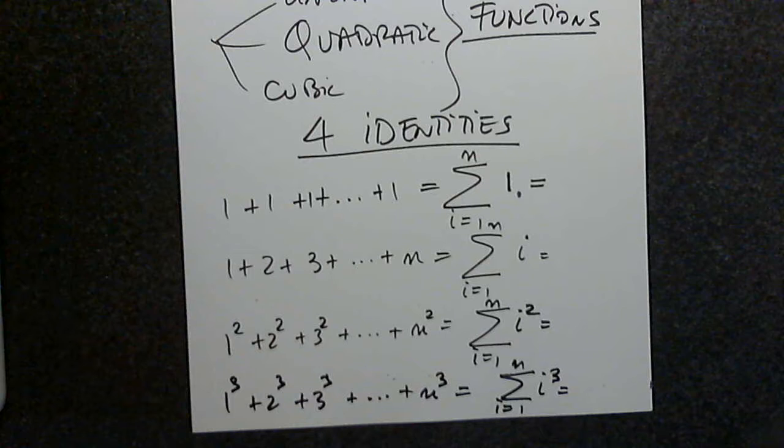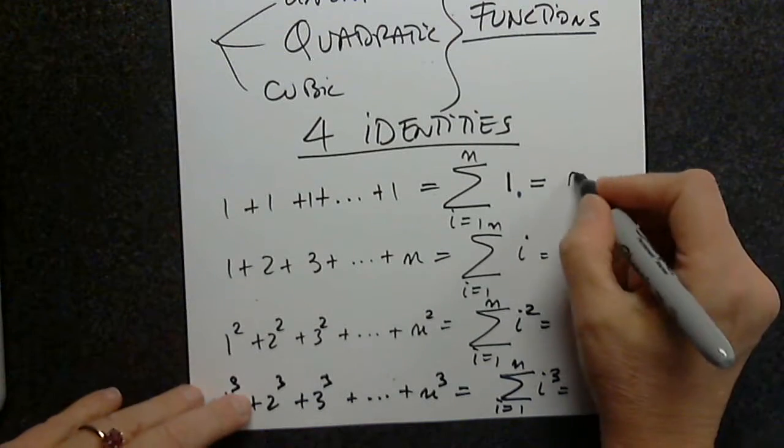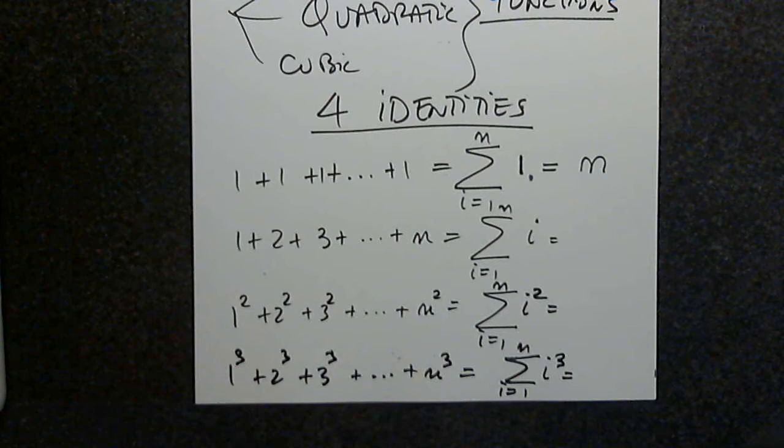You may remember how to prove these, or you may not. If you want me to show or prove any of these, we can. Okay, so let's discover the first one. If n is 3, I'm adding 1 plus 1 plus 1. What do I get? 3. If n is 5, I'm adding 1 plus 1 plus 1 plus 1 plus 1. What do I get? If the number of ones is n, what do I get? n. That's it. That's the easiest.